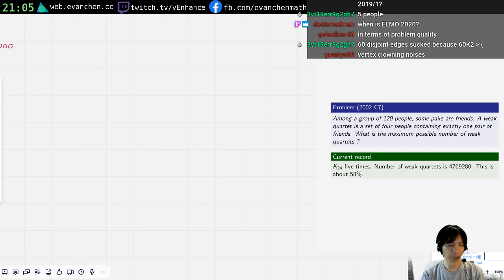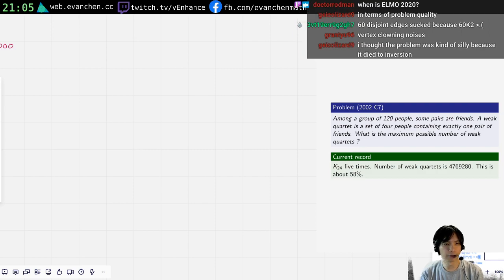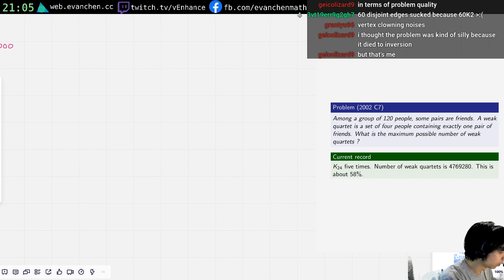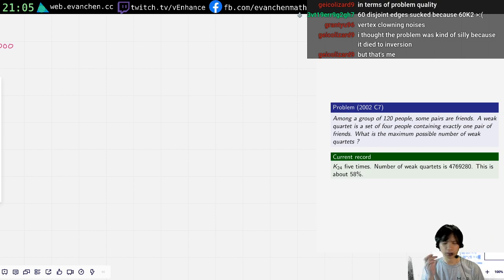Okay, so I'm trying to remember. We know how to do this problem if we replace exactly 1 pair with exactly 0 pairs, because exactly 0 pairs is, you want max, is TURAN's theorem. No, it's not. No, sorry. What am I talking about? Sorry, that's just wrong. Ignore what I said.